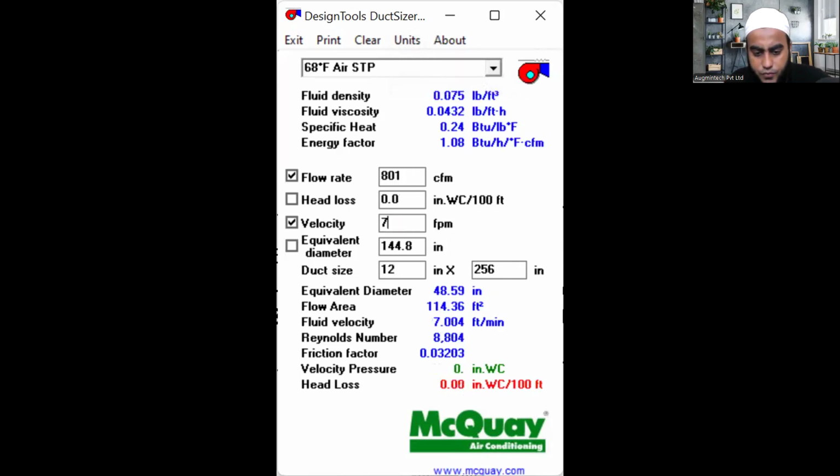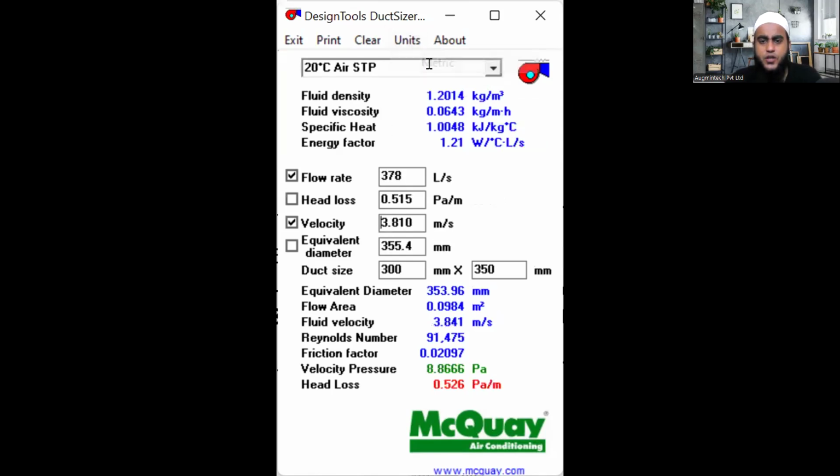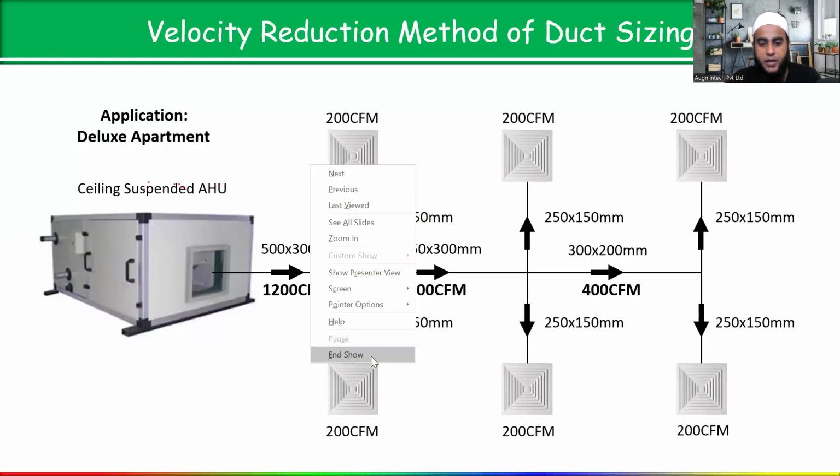If you want, you can go for, I think, 750 also. The range is the same only. So as per that, you will get the size 300 by 350 width. Same, you can see in the PPT, the same size is written. Tell me, am I right?